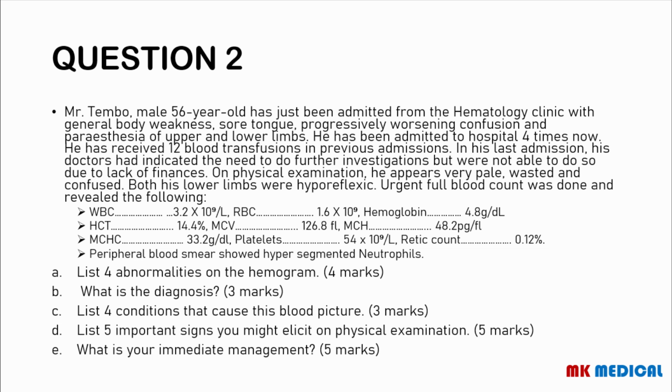What is your immediate management? So you want to admit this patient, you want to cross-match this patient, transfuse packed cells. If you transfuse whole blood, you may tip this person into heart failure. And then, of course, you may also transfuse fresh frozen plasma or platelets if you have, and cover this individual on antibiotics. Investigate the underlying cause. If the cause is due to vitamin B12, give this person vitamin B12 supplements.